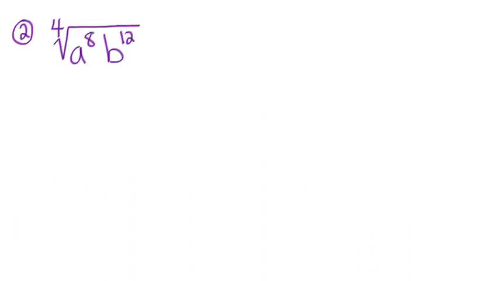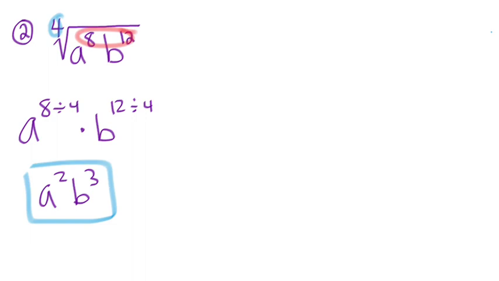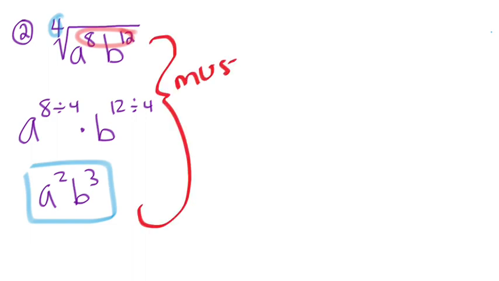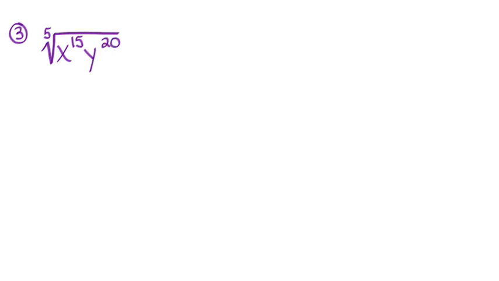Let's look at this again. If I have a to the 8th, b to the 12th in the 4th root, I can just divide by 4. Much simpler, right? The only problem that happens is if something doesn't divide evenly, then you have to do it another way. But we know we could just leave them as a fractional exponent too.